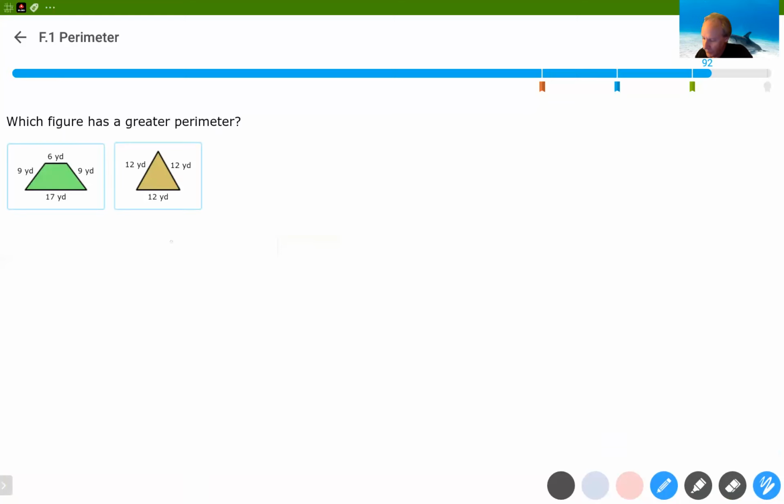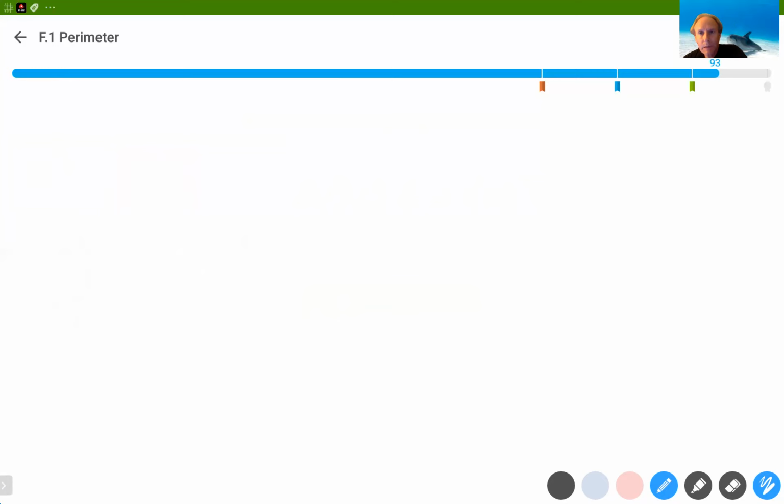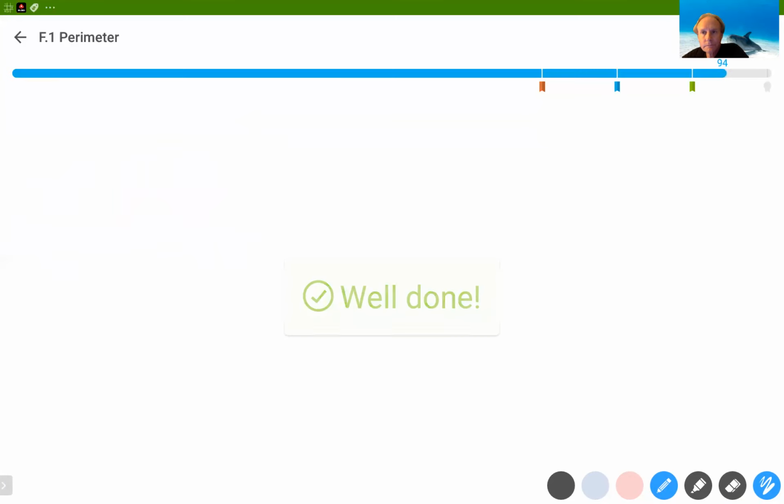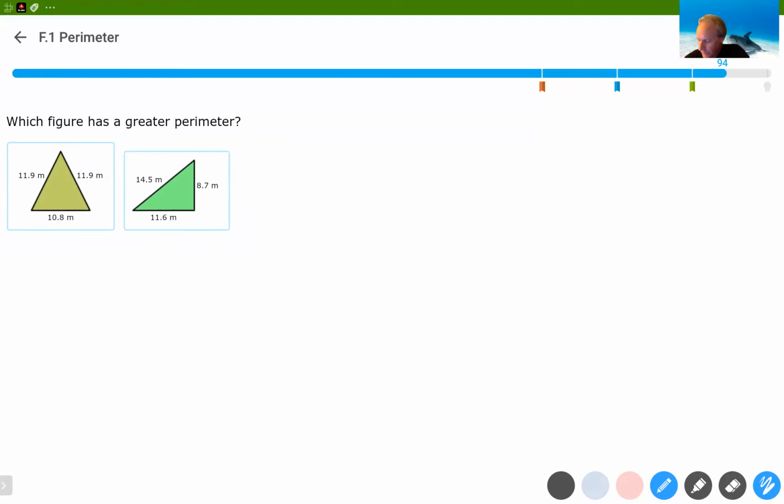Okay, so this one, the perimeter is equal to 12 times 3, which is 36. This perimeter happens to be 6 and 17, which is 23 and 18, which happens to be 41. So this one has the greater perimeter. Which one has a greater perimeter? The 40. If I add these, it happens to be 22, and this one's 44 millimeters versus 40 millimeters. I want the greater. And again, we want the greater one.